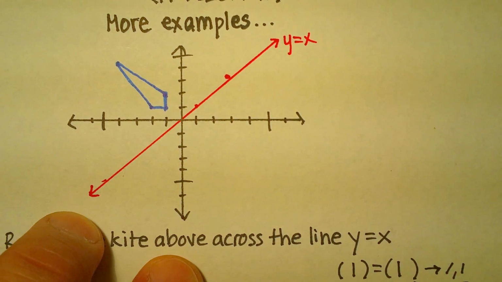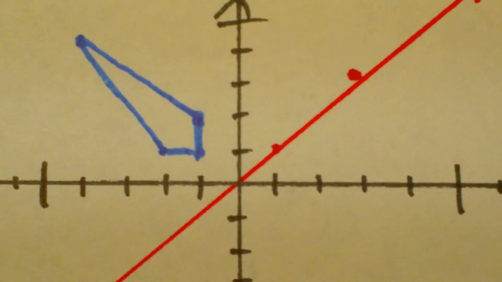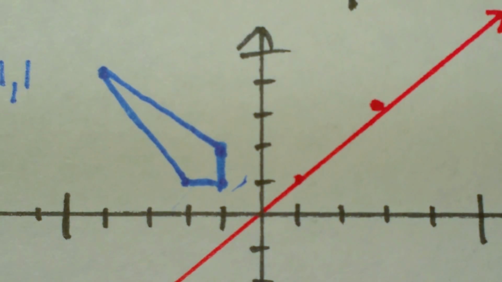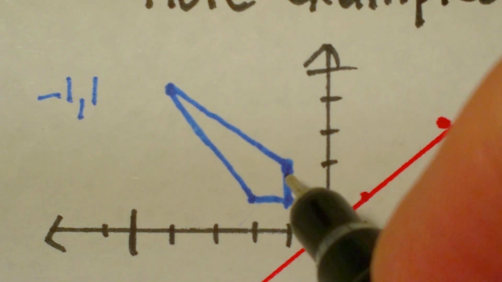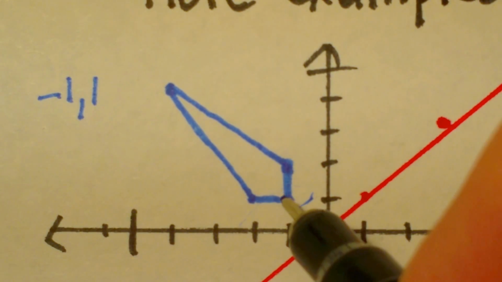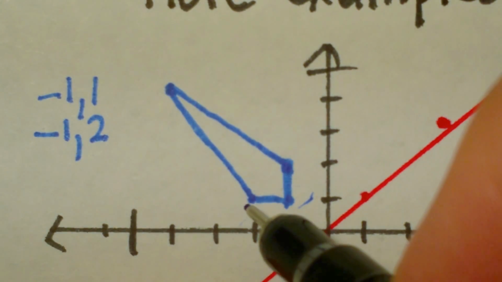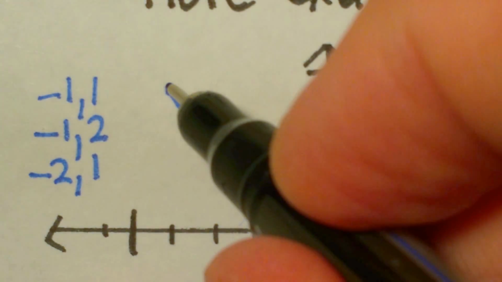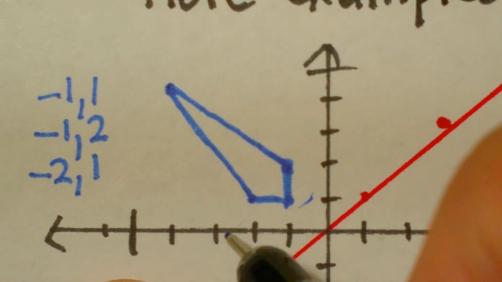Let's identify all four of these vertices. The first vertex that I'm going to go for is this one right here, and that would be -1 along the x, +1 along the y. So (-1, 1). Let's go to this one here: (-1, 2). Let's go to this vertex here: (-2, 1). And finally, this vertex here: along the x would be 1, 2, 3, 4, so (-4, 4).